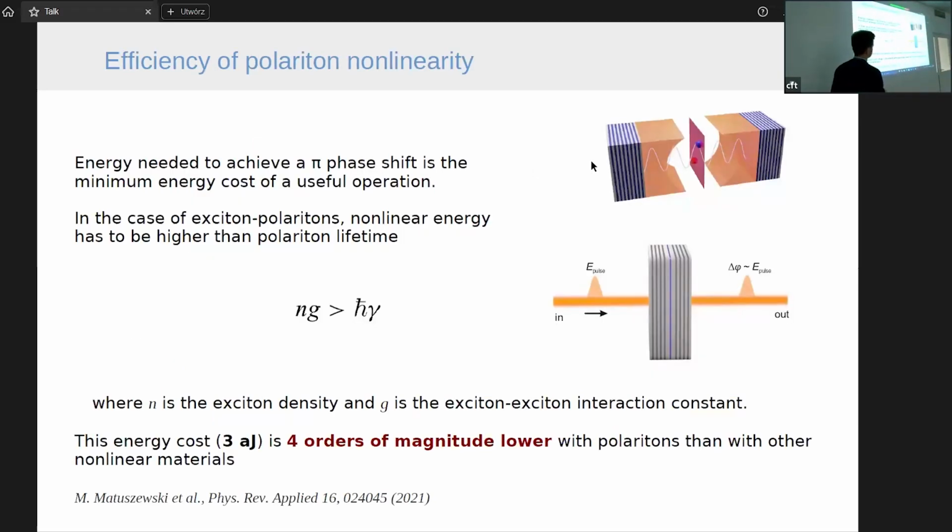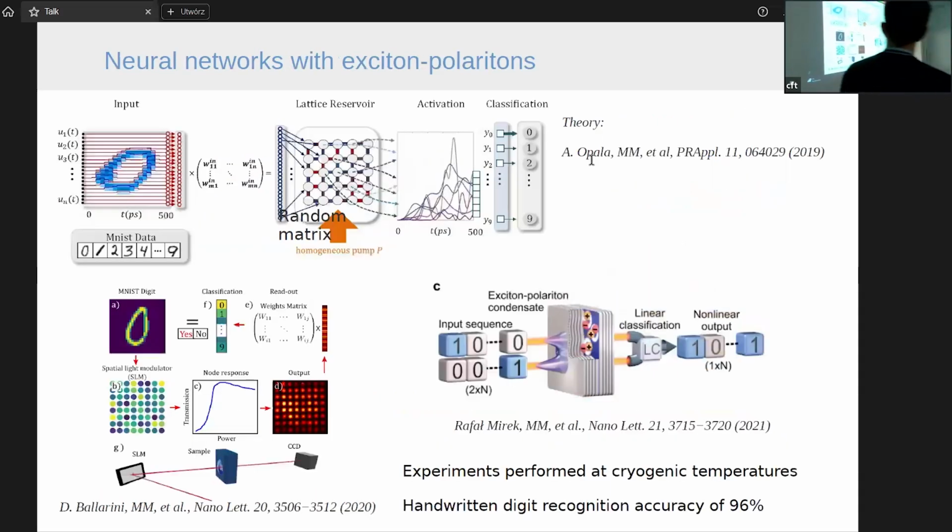And it turns out that polaritons are a good candidate, because the energy needed to perform an operation is, without going into details, about 4 orders of magnitude lower than with other nonlinear materials, just because this is matter strongly coupled to light. We proposed this concept of using polaritons for creating simple neural networks with my PhD student Andrzej Opala, and then it was realized in several experiments in gallium arsenide and cadmium telluride materials. But these experiments were performed at cryogenic temperatures.